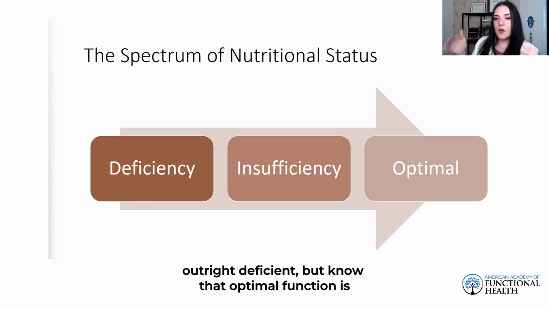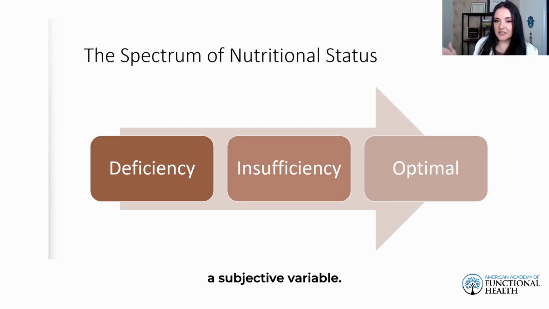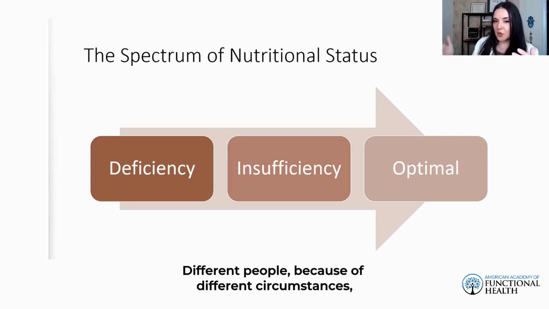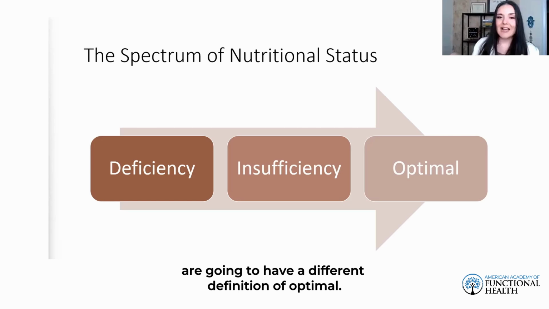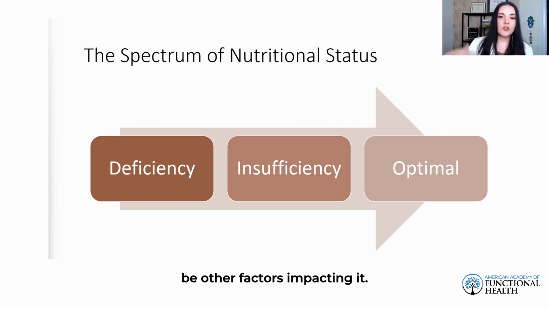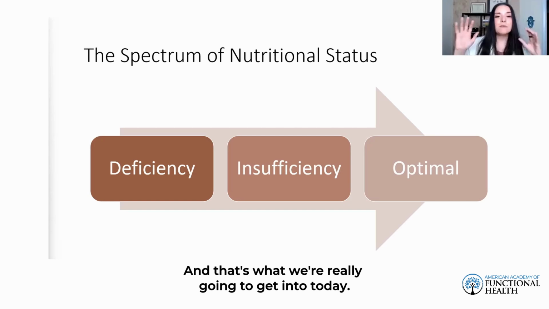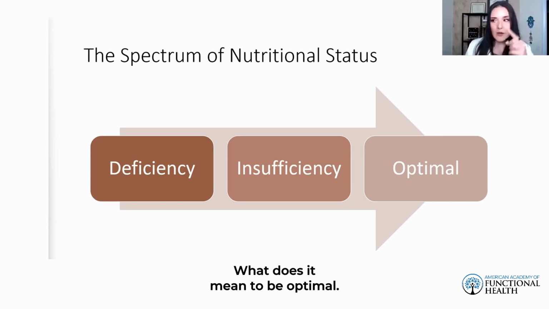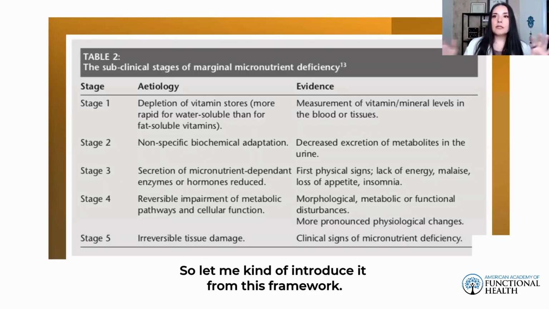But know that optimal function is a subjective variable. Different people, because of different circumstances, are going to have a different definition of optimal. It could be genetic, it could be environmental, there could be other factors impacting it. And that's what we're really going to get into today. What does it mean to be optimal? So let me kind of introduce it from this framework.